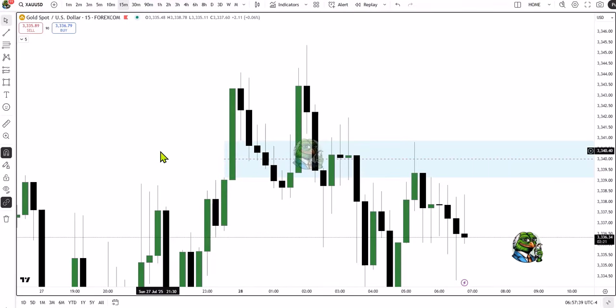So for that reason, a long at that level, in my opinion, was a high probability setup, and the rest just comes down to time. My long was around this level, not at the absolute bottom, but in this candle at the right time, with the expectation that we are going to take that high.